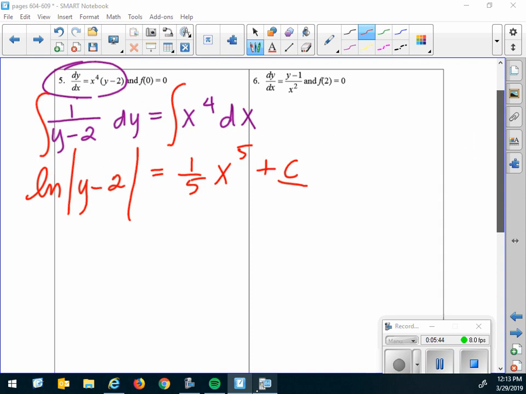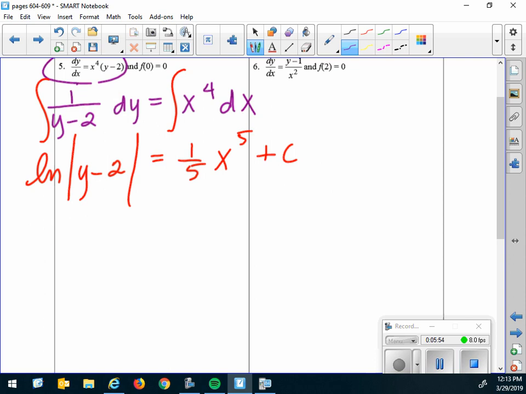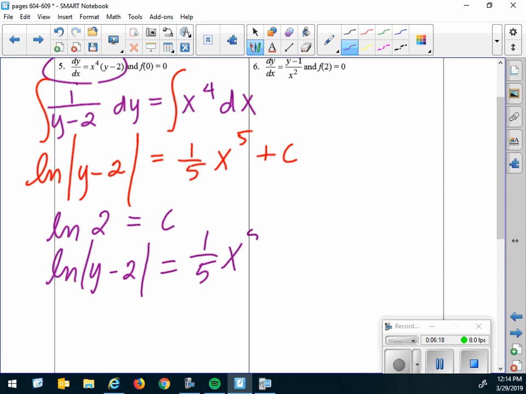Okay, now let's use our initial condition to figure out what C is. f of 0 equals 0. Well, that ought to not be too bad. That gives me the natural log of 2 equals C. Well, snap. No, that's not my answer. All right, so I've got natural log of absolute value of y minus 2 equals 1/5 x to the 5th plus natural log 2.